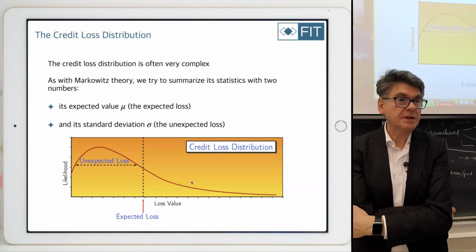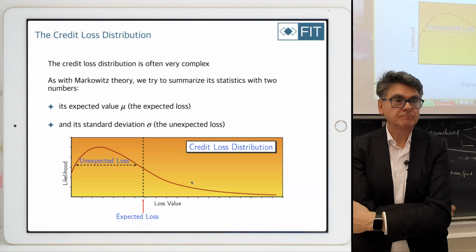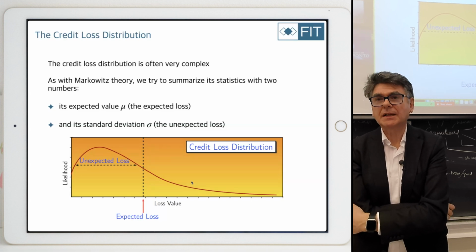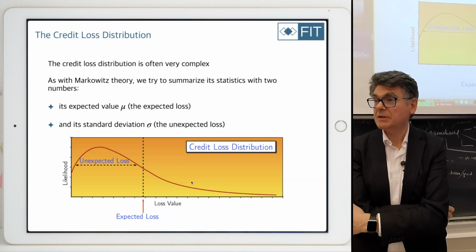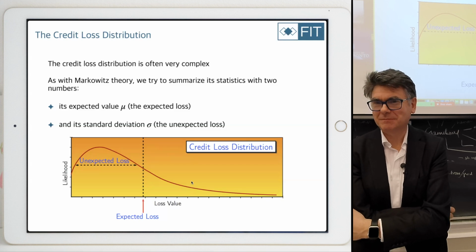It introduces a very interesting perspective, which is the expected and unexpected loss. Don't dismiss this, okay? Like I said, this is not very accurate, but it's very intuitive and very useful. So don't dismiss it. It's not as bad as it looks.